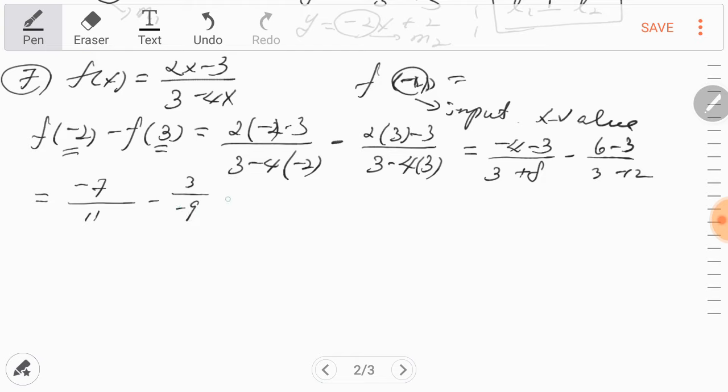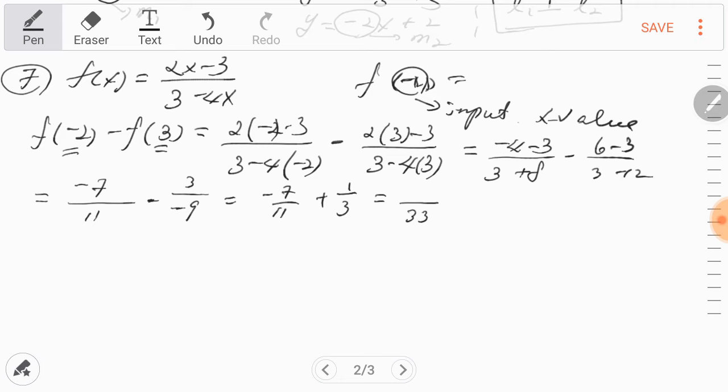Then this is equal to -7 over 11. Okay, a negative minus a negative becomes plus. And 3 over -9, we can divide the numerator and denominator by 3. So 1 over -3. Now the denominators are different, so why don't we make it an LCD? Rewrite the denominators with the LCD, and the LCD is 33. Right? LCD is 33.